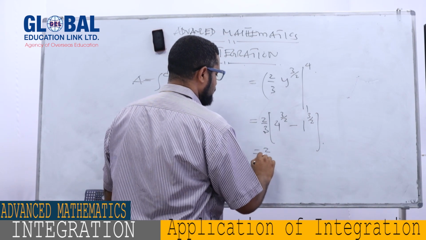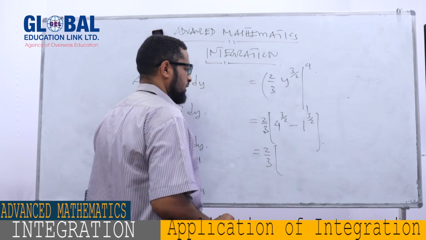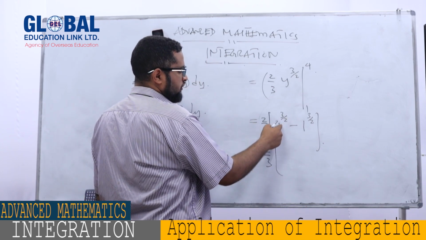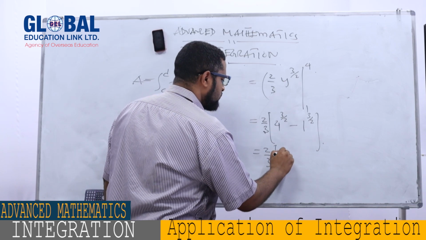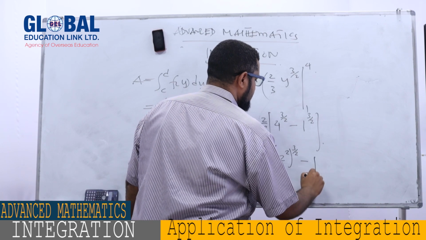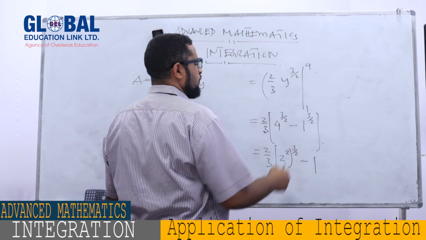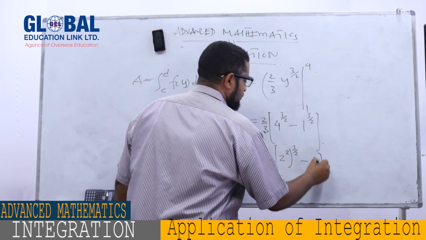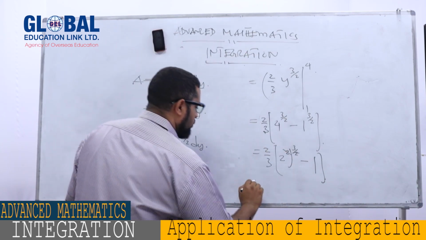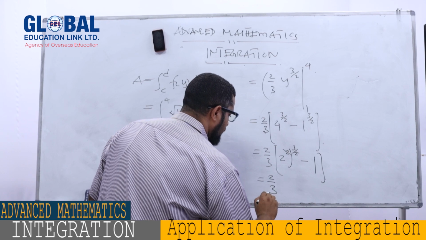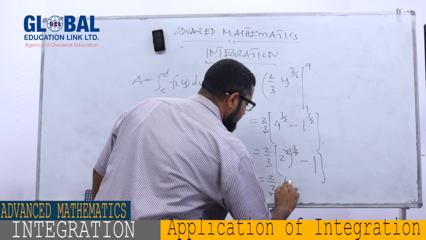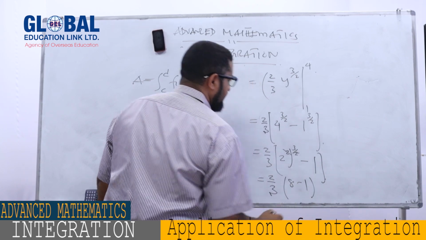This is equal to 2 over 3. Now, 4 to the power of 3 over 2 is the same as writing 2 to the power of 2, 3 over 2, minus just 1. When you take 1 to the power of 3 over 2, it is just equal to 1. Then this 2 and that 2 cancel out. So we remain with 2 over 3, 2 to the power of 3 is 8, minus 1.